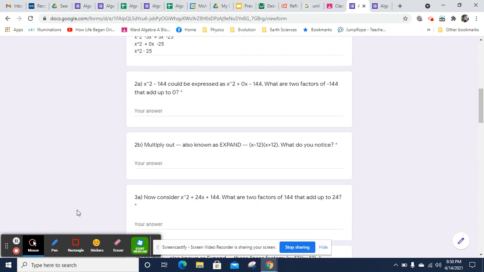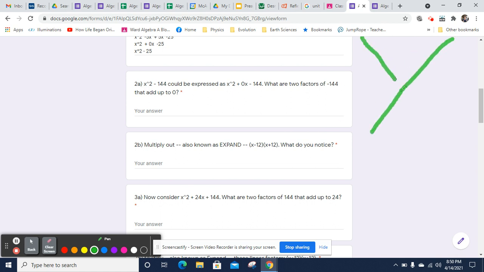Well, let's take a look at the next one. The next one is doing a similar kind of deal. I'll use green this time. Okay, so here we go. Once again, we're making our little x. That's a multiplication dot. That's a plus. And we need two factors of negative 144. And we want those factors to also add up to 0. So if you thought of negative 12 and positive 12, you got it.